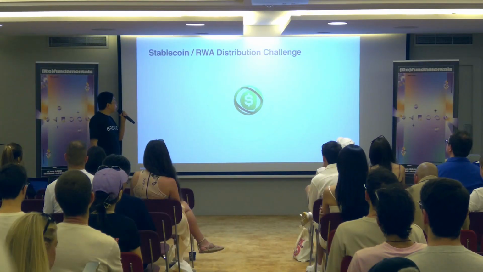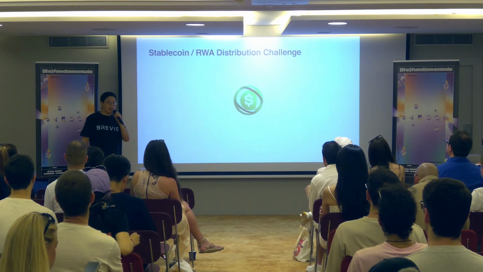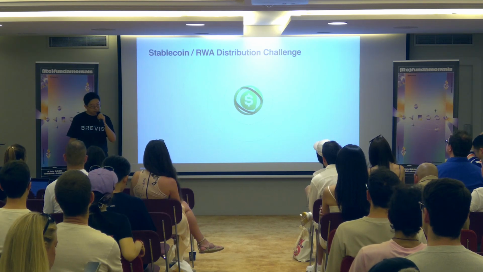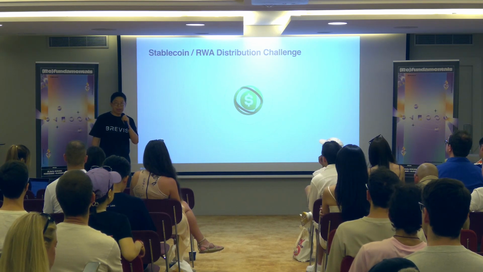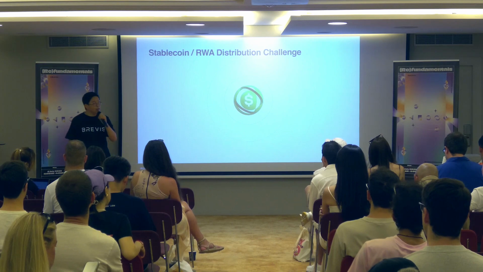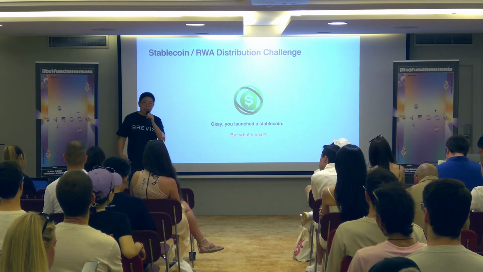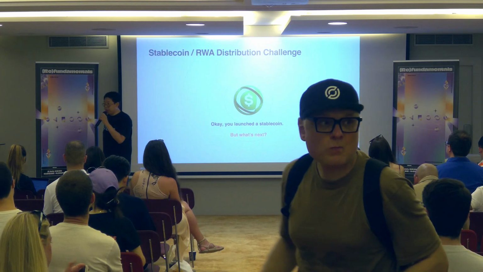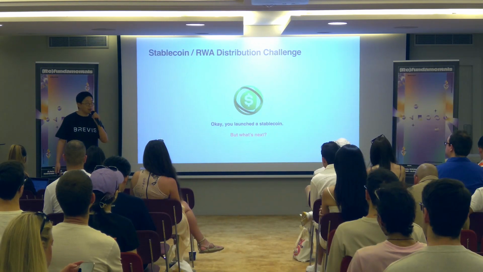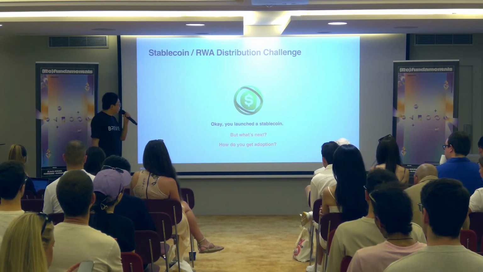Another example I want to give is on the RWA and the stable token space. Let's say you launch a stable token, like everyone is launching stable tokens now. And the question is, what's next? Well, you need to get distribution. You need to put the stable token in users' hands. You need to have use cases and usability for the stable token. Well, how do you do that?